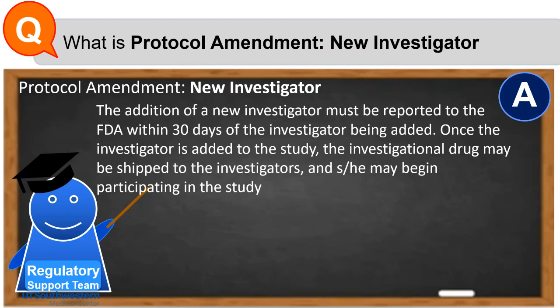The third major type is protocol amendment for addition of a new investigator, that is submitted when a new investigator is added to carry out a previously submitted protocol, except for a treatment protocol such as single patient, intermediate, and large population expanded access protocol. The amendment should include the investigator's name, the qualifications to conduct the investigation, and any reference to the previously submitted protocol if relevant. FDA should be notified within 30 days of the investigator being added.